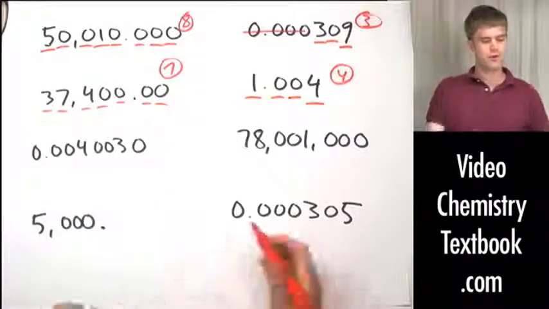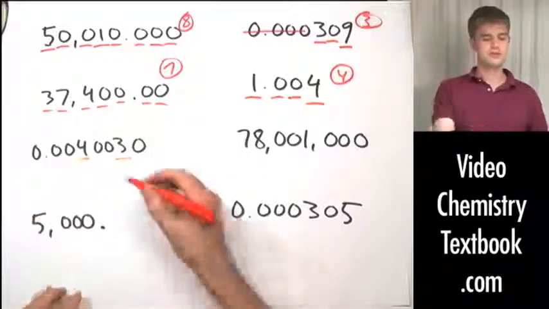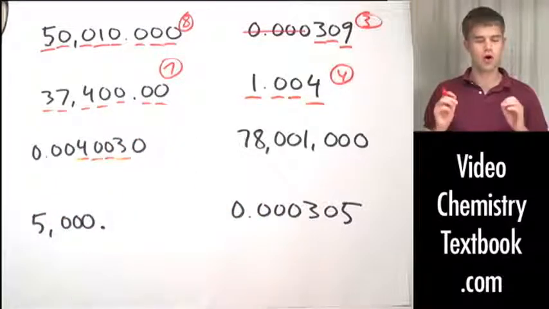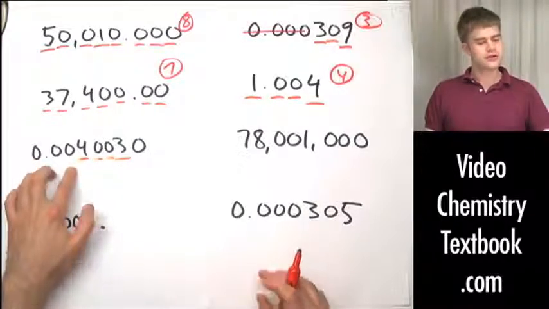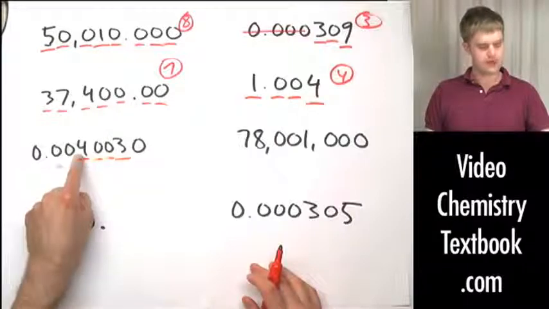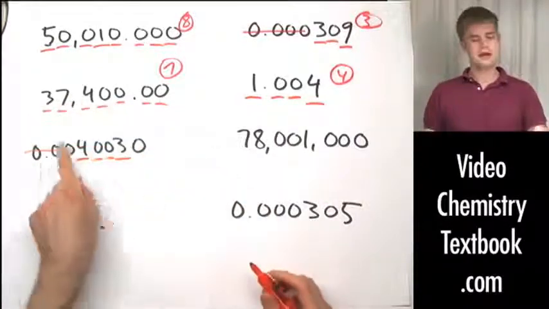In this number, we have a 4 that's significant and a 3 that's significant, which means the zeros sandwiched between it are also significant. Let's look over here. There are zeros that come to the left of this significant figure. Zeros to the left, not significant. Now let's look over here.